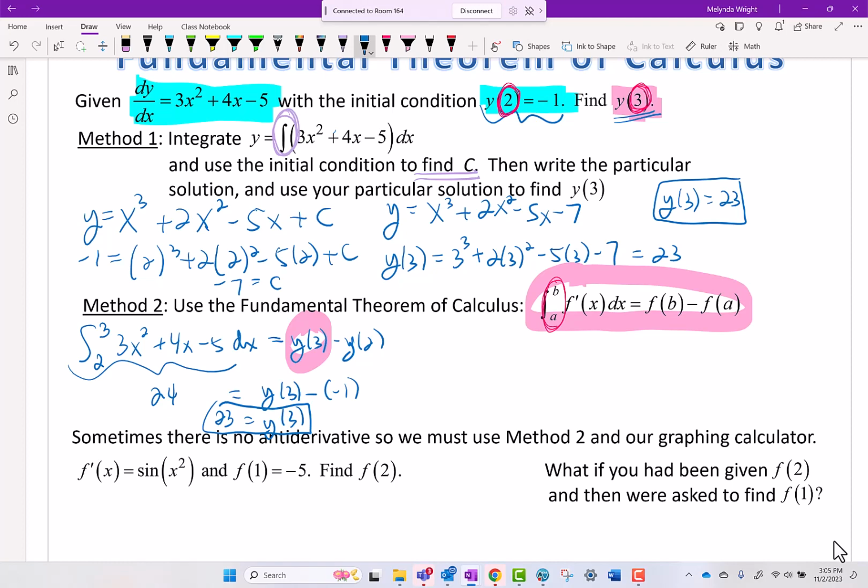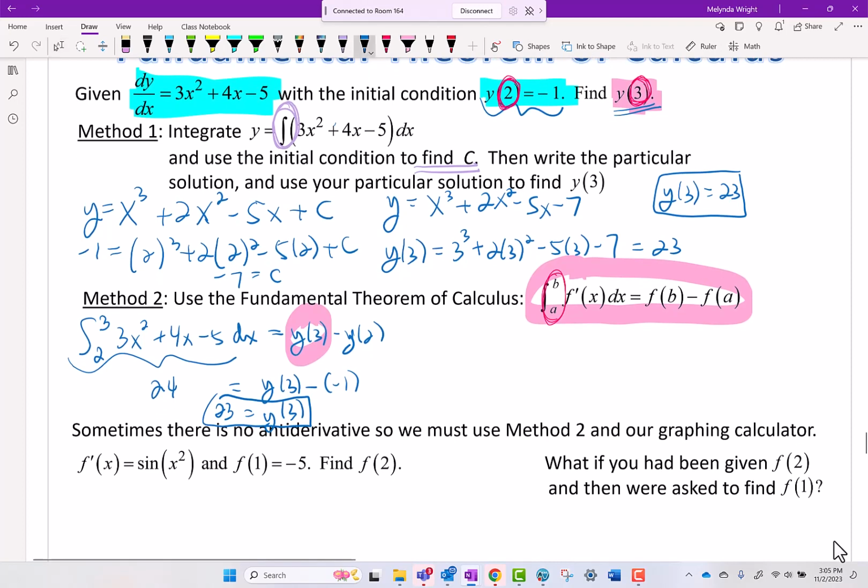Okay. So that's how we can use the fundamental theorem to find, what are we doing? This value that we're finding is a function value, or position value. We are finding a position value using the first derivative and an initial condition.